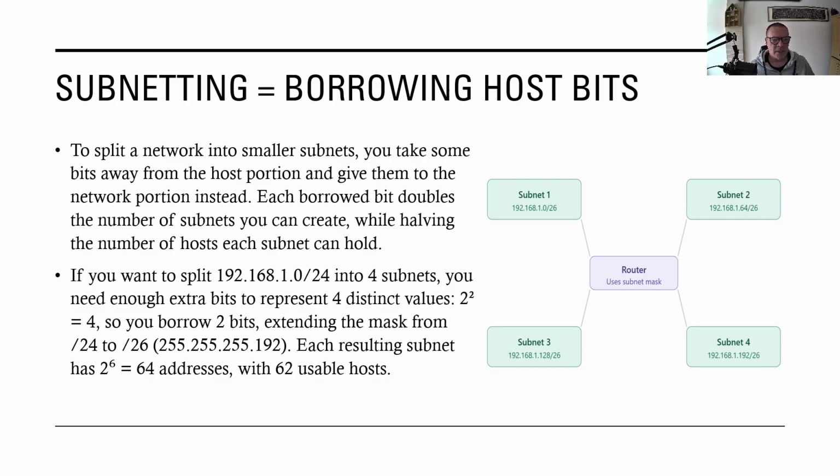And then we extend the mask. So it's no longer 24, it's 26. So we're using 26 bits instead of 24 bits. And then each of the resulting subnets has what's left. Instead of 2 to the 8, we've got 2 to the 6. 64 addresses, and of those 62 can be used for devices, with the other 2 being used for the special purposes we looked at before.